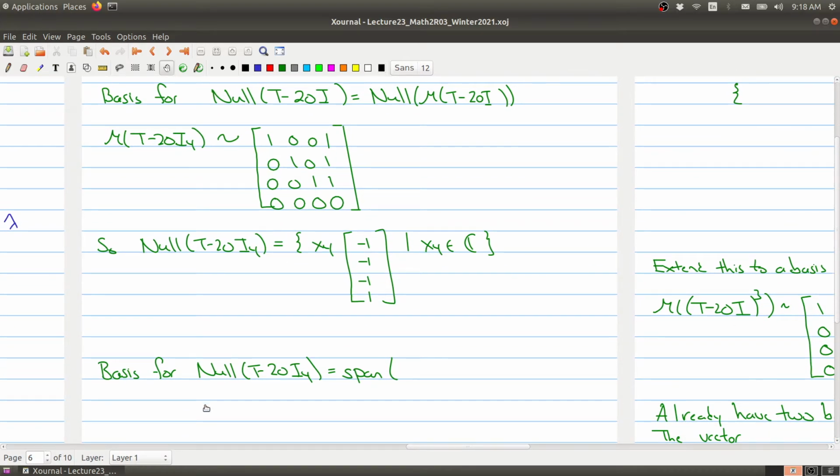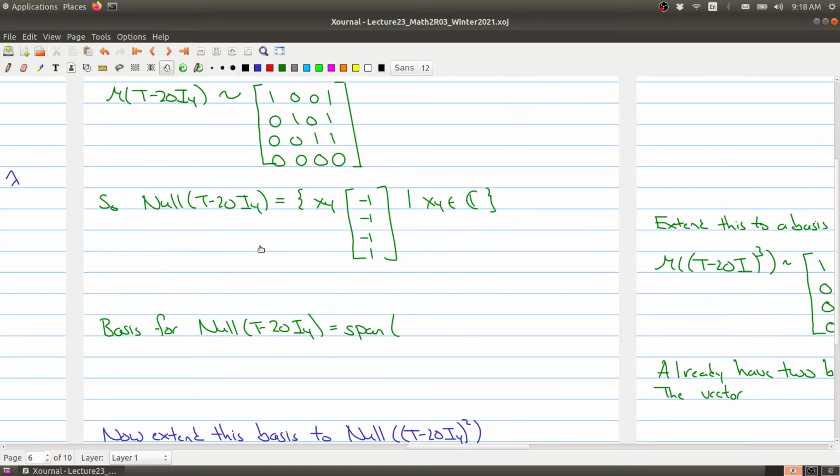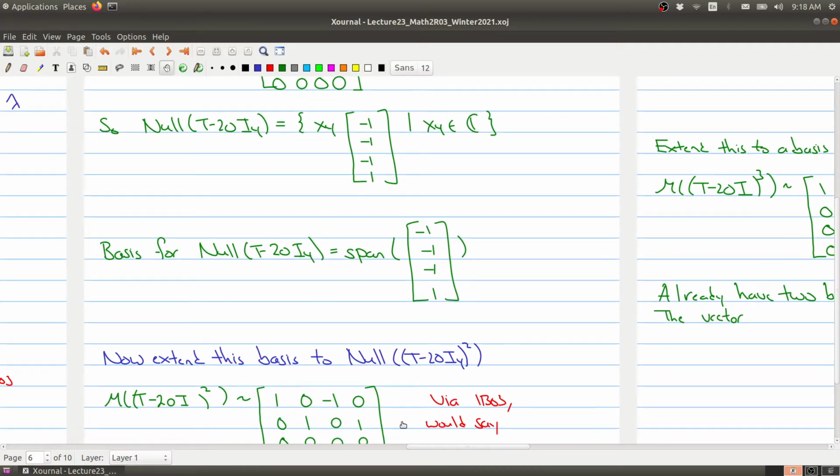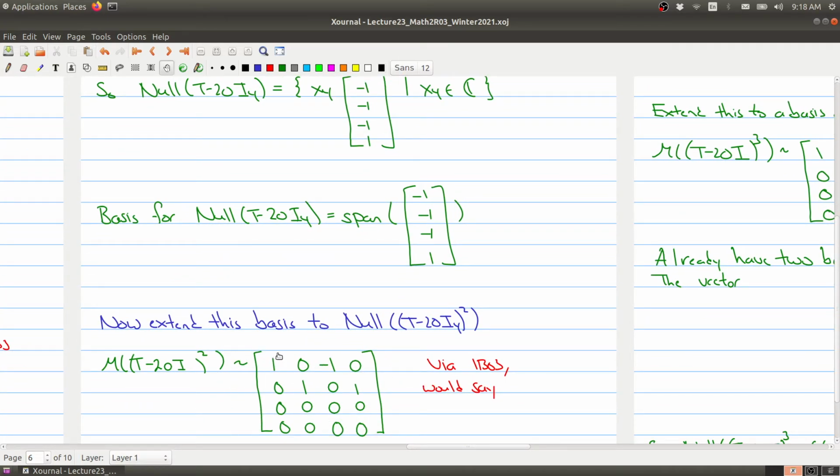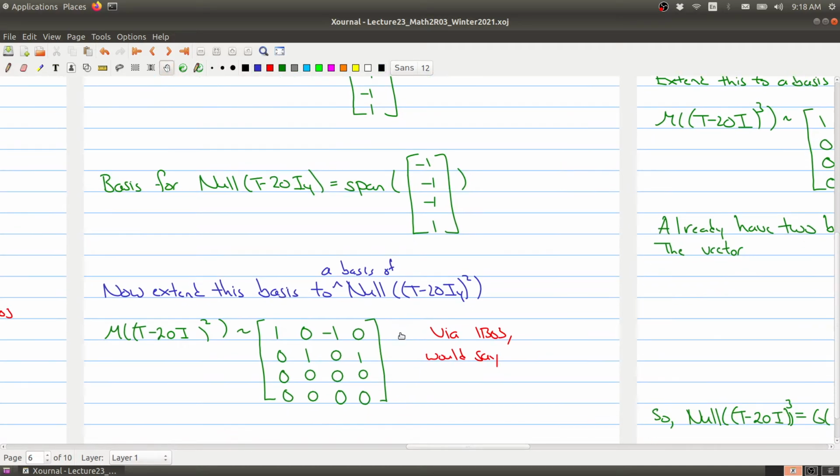Okay, so the basis for the null space of this operator is now equal to -1, -1, -1, and 1. Now what we want to do next is extend this basis to a basis of the null space of this space. Now, how would you go about it?